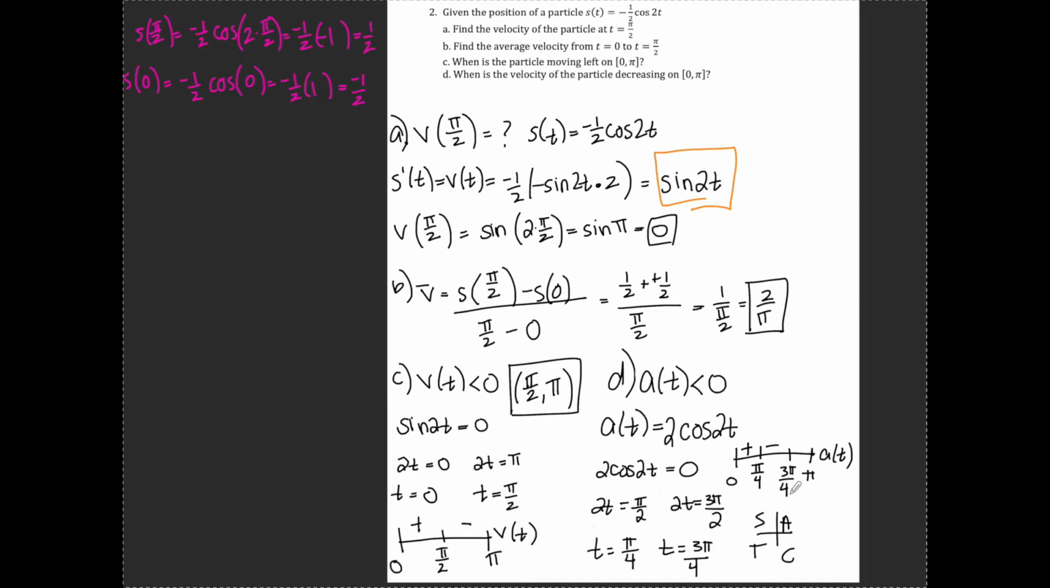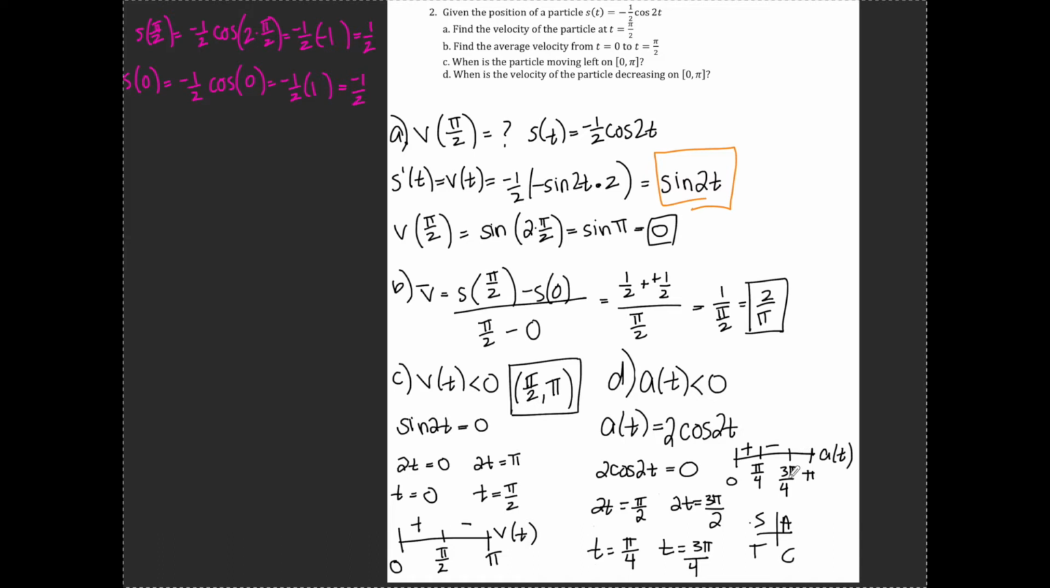And then if I look from 3 pi over 4 to pi, I'm only in quadrant 2. And I know that cosine is negative there. Now, for this last section between 3 pi over 4 and pi, I'm going to want to test a value in here.